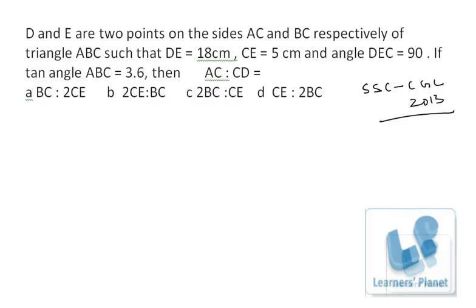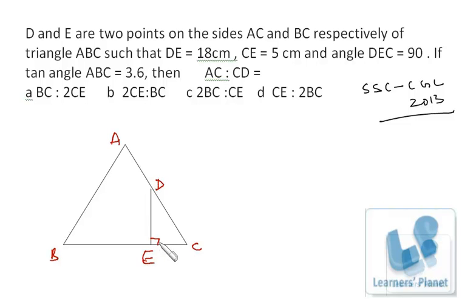First of all, I just draw a diagram, a rough sketch over here. This is my triangle ABC and this is angle DEC, that is 90 degree, right? So this is A, this is B, this is C, this is D and this is E, right? This angle is 90 degree, that is given. DEC is 90 degree. Now what? We have to find out the ratio AC is to CD.